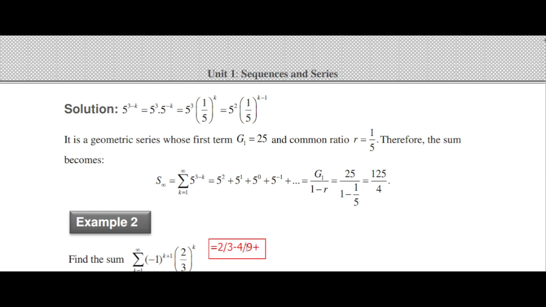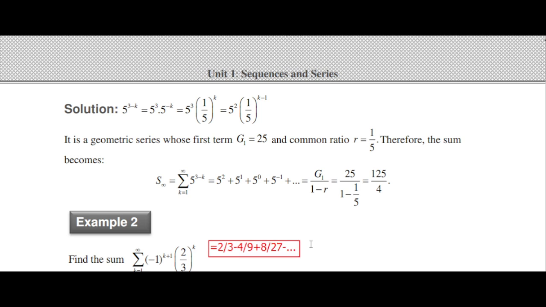for k equal to 3, 3 plus 1 is 4, minus 1 to the power of 4 is positive, 2 over 3 to the power of 3, 2 to the power of 3 is 8, 3 to the power of 3 is 27, 8 over 27, next minus, and so let's put it like this.